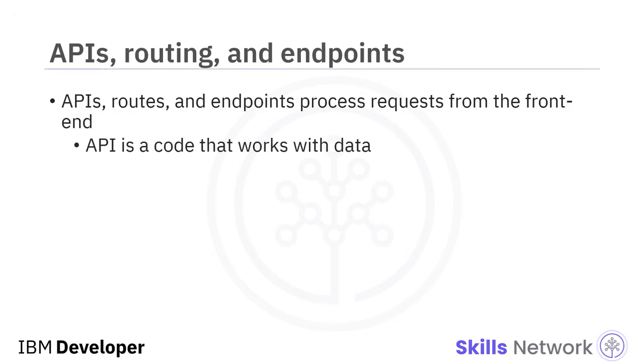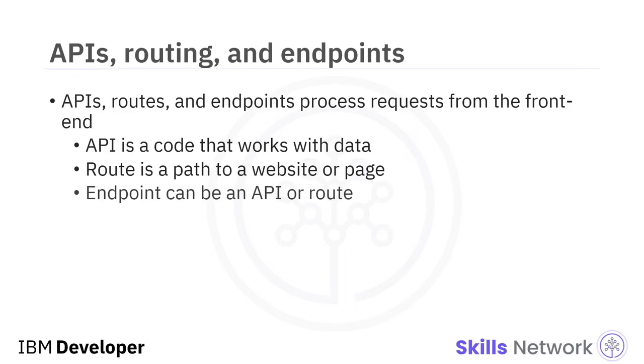An API is code that works with data, usually using JSON or XML. APIs have set rules and structure. A route is a path to a website or page that the user interacts with. Routes generally take user input and show results based on the input. An endpoint may be an API or may simply be a path.